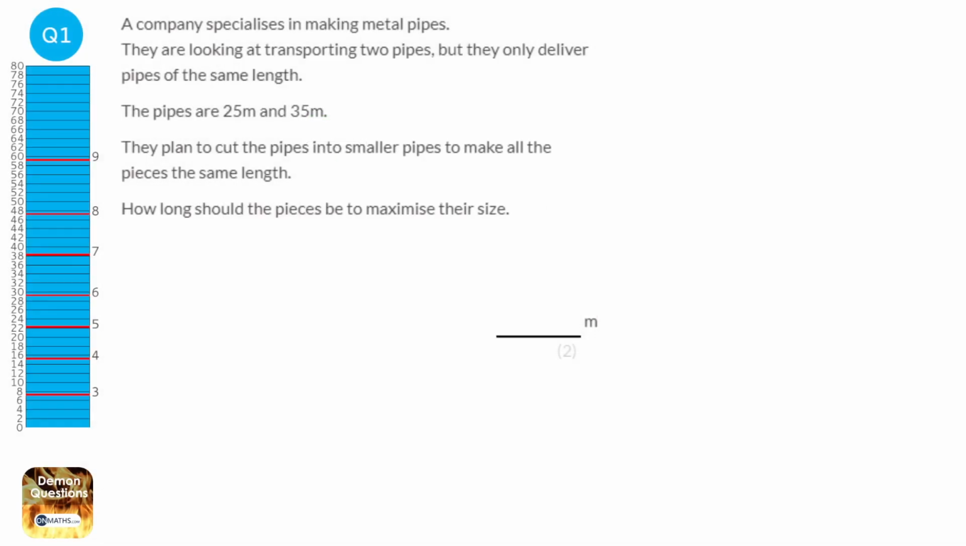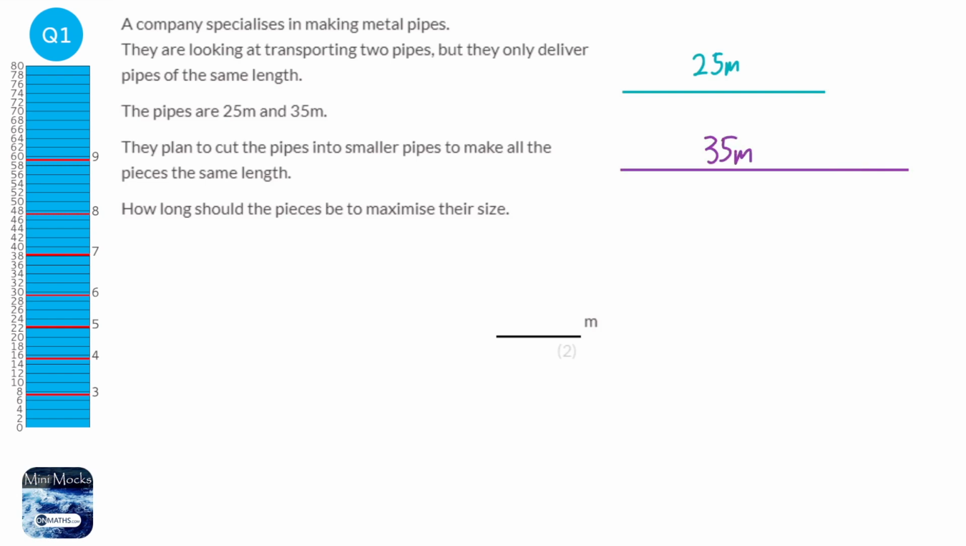So if we imagine we've got the 25 meter pipe here, and we've got the 35 meter pipe here. The question's basically asking us what can we cut all these pipes into, and they all have to be the same length that will fit with the 25 meter and the 35 meter. And essentially what this question's asking is, what is the highest common factor of 25 and 35?